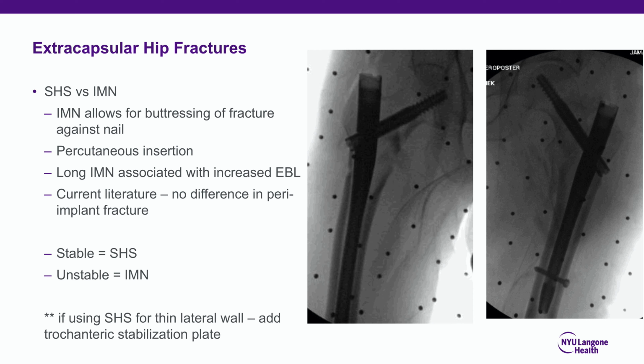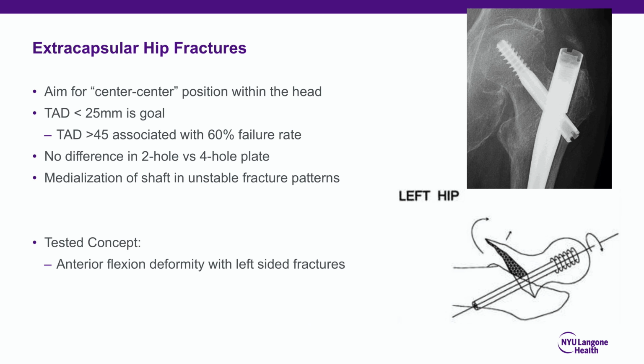Essentially, what has been determined through studies is that stable fractures should get a sliding hip screw, and unstable fractures should get an intramedullary nail. If using a sliding hip screw for a thin lateral wall, make sure a trochanteric stabilization plate is added, as this will mitigate the risk of fracture of the lateral thin wall.